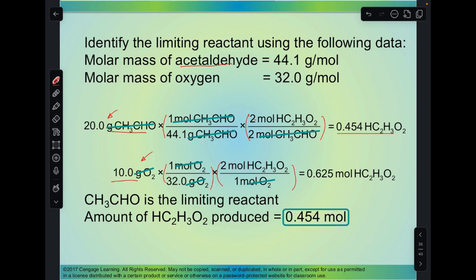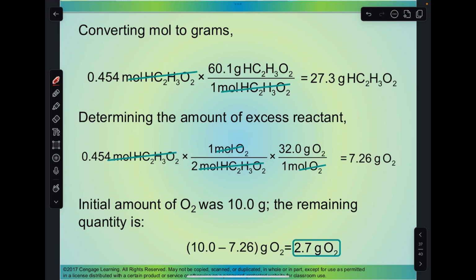And so, since acetaldehyde only makes 0.454 moles of HC2H3O2, and you can get 0.625 moles from O2, then this is our limiting reagent, our LR, because it makes fewer moles. So acetaldehyde is going to be our limiting reagent because it makes fewer moles. If you wanted to find the number of grams, this is how we would do that.